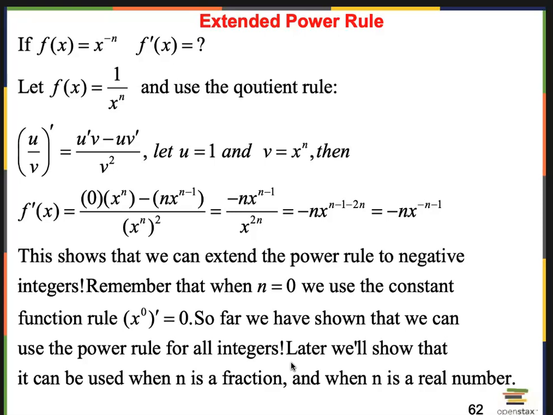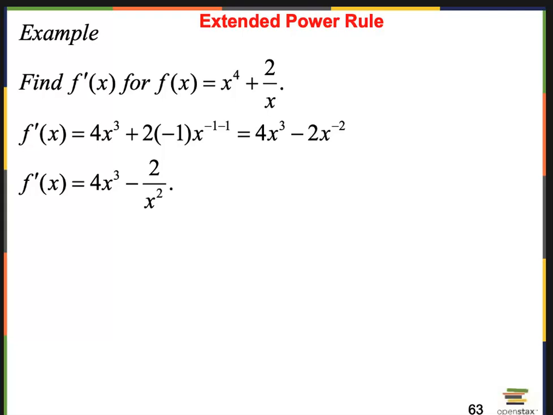Just remember, when n equals 0, we use the constant function rule, x to the 0 power prime. If it's a constant, it equals 0. So we've shown that we can use the power rule for all integers, and then later on we'll show that it can be used when n is a fraction and when n is a real number. So that was kind of a neat way of deriving that rule.